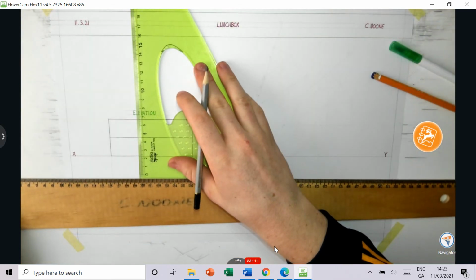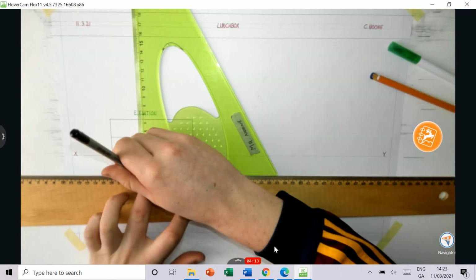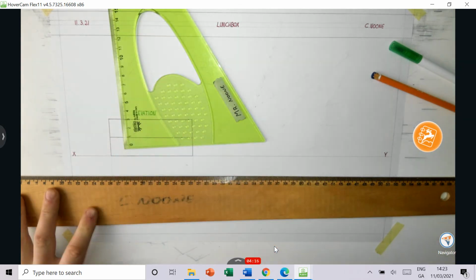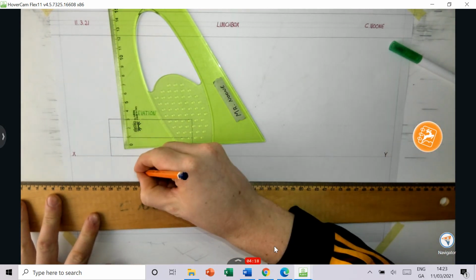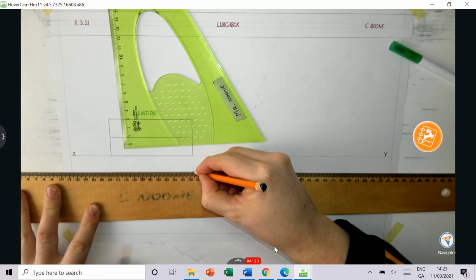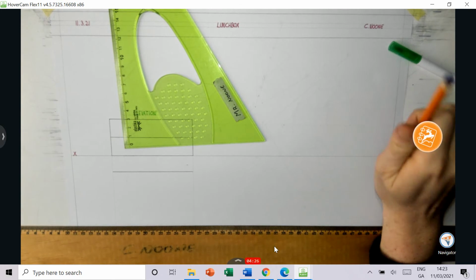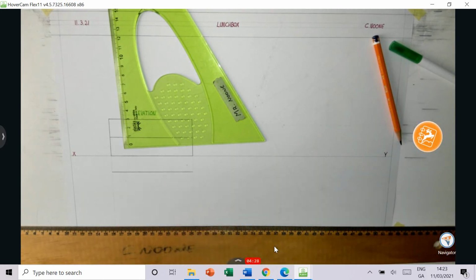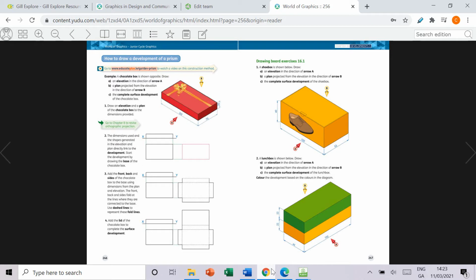Okay, and I usually leave 20 mil between the elevation and the plan. Okay, so that now is the width of my plan as I look down at it from arrow B. And as I'm looking from arrow B, this is the width, and the height as I look at it from B is 44, so that's going to be the actual depth of the shape, so how far back that shape goes. And that's going to be 44 mil as well.